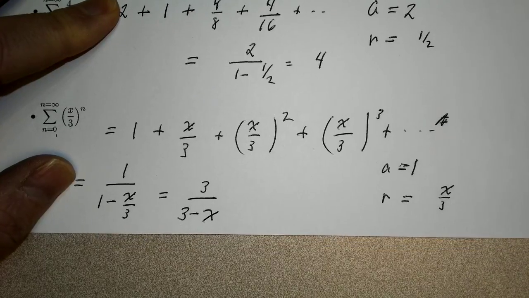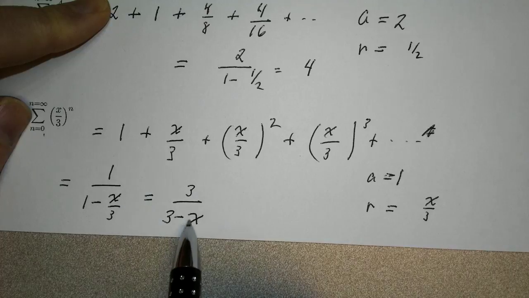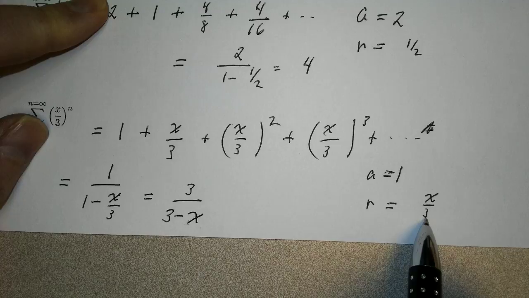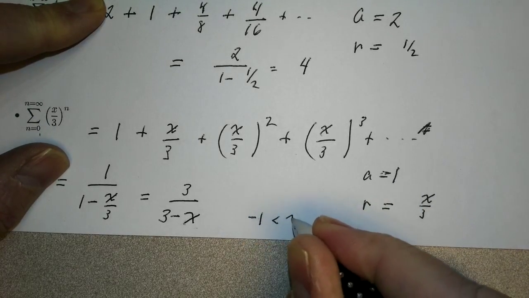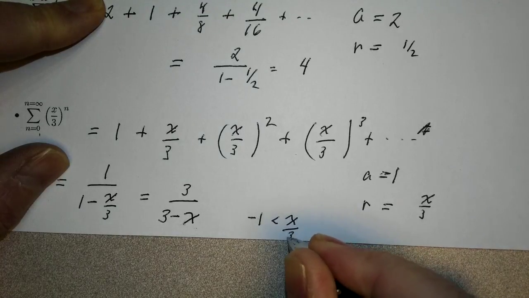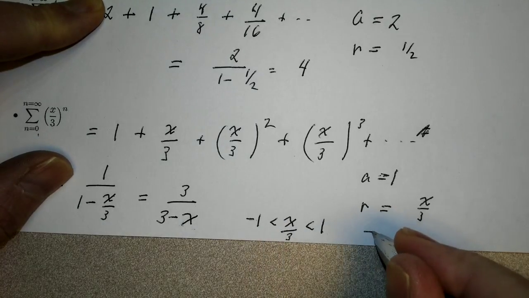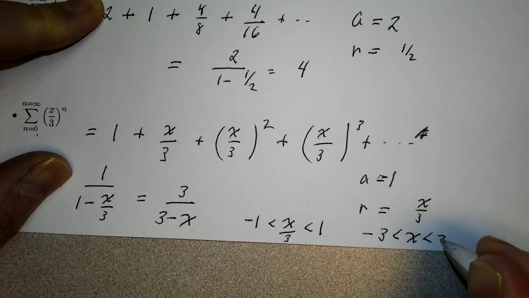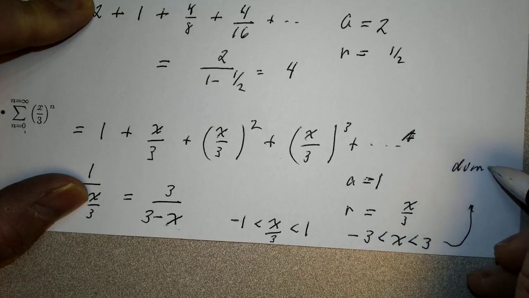But we have to be careful here, because this is only valid. These terms only add up to be 3 over 3 minus x if our r value is between -1 and 1. So in other words, -1 has to be less than x over 3, which has to be less than 1. If we multiply through to get x in the middle, this says that -3 has to be less than x, which has to be less than 3. And this is what we call the domain of convergence.